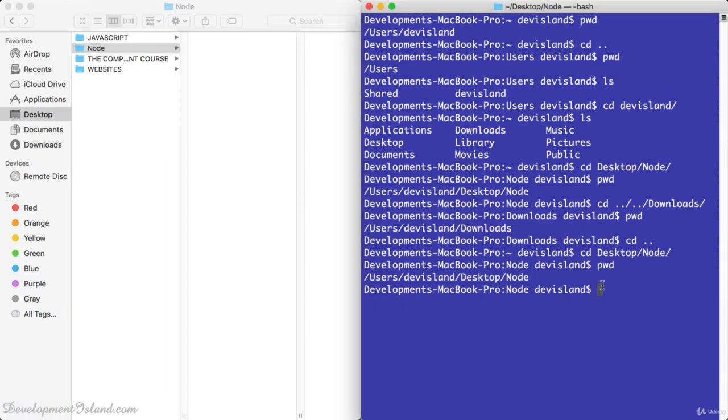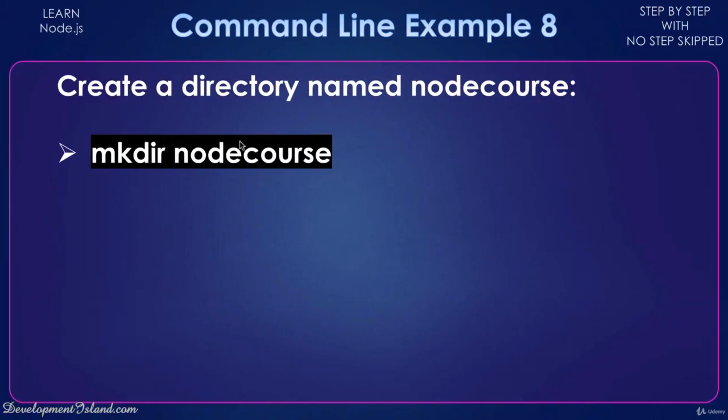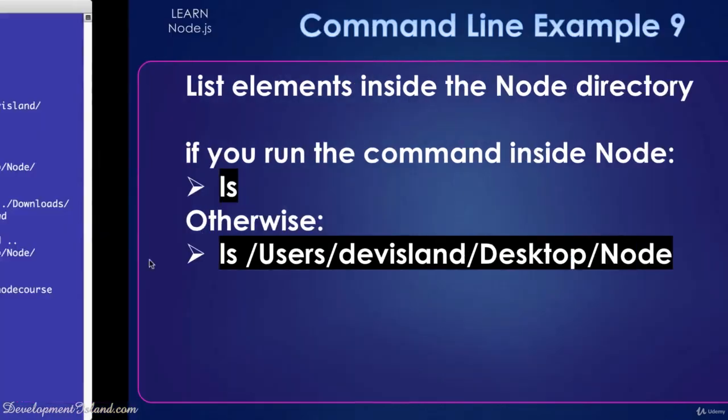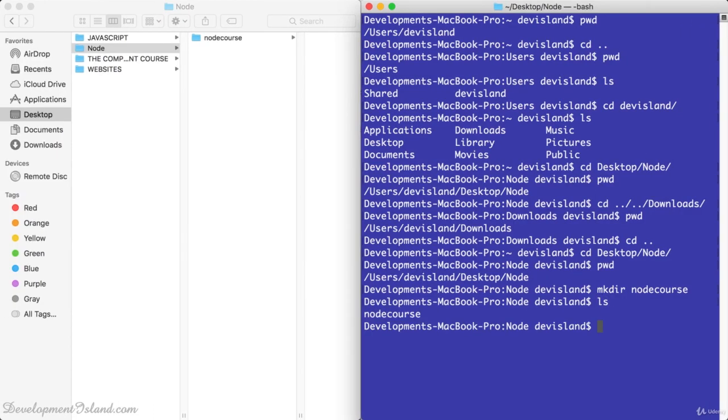We are inside this folder. Now let's create our directory. So make directory node course. And you can see our directory created right there. Perfect. All right, so let's try something else. Now we want to list elements inside the node directory. So this is something that we covered already. So you can just type ls or type the full path of the directory like that. So ls will tell you that there is one folder, right?